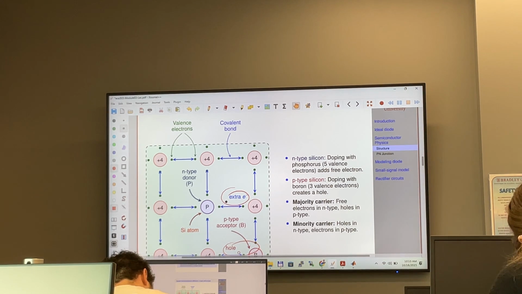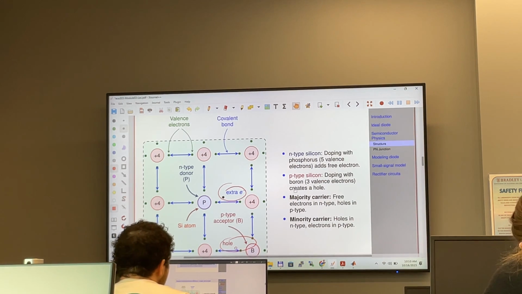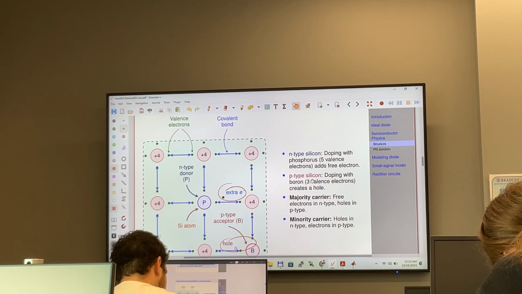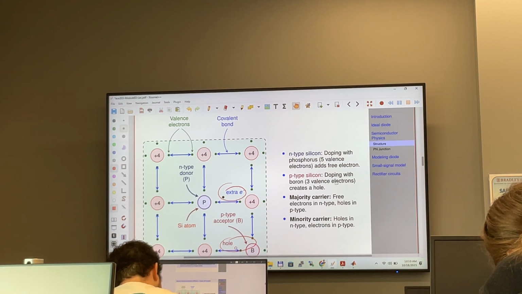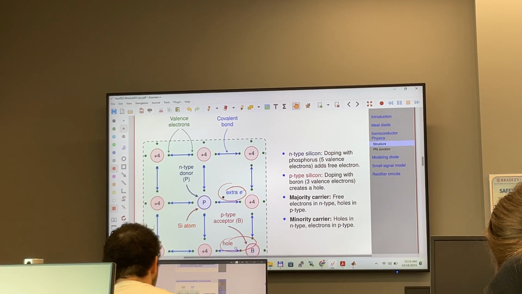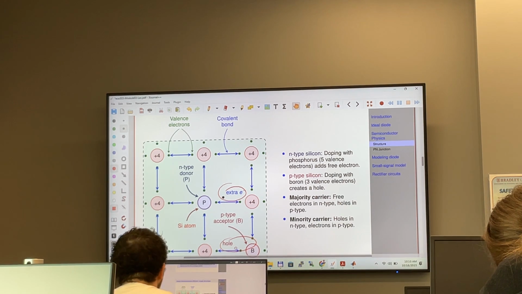If you pursue the doping process with boron, then it creates a hole. You have 3 valence electrons and it creates a hole. So that becomes a p-type semiconductor. So you have n-type semiconductor material once you dope with phosphorus, and once you dope with boron, you have p-type semiconductor material or p-type silicon.